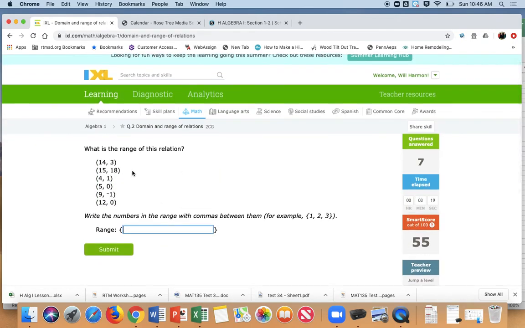All right, what is the range? Okay, let's see. 3, 18, 1, 0, negative 1, and 0. It's all of these numbers right here because it's range. So this is my domain. This is my range.